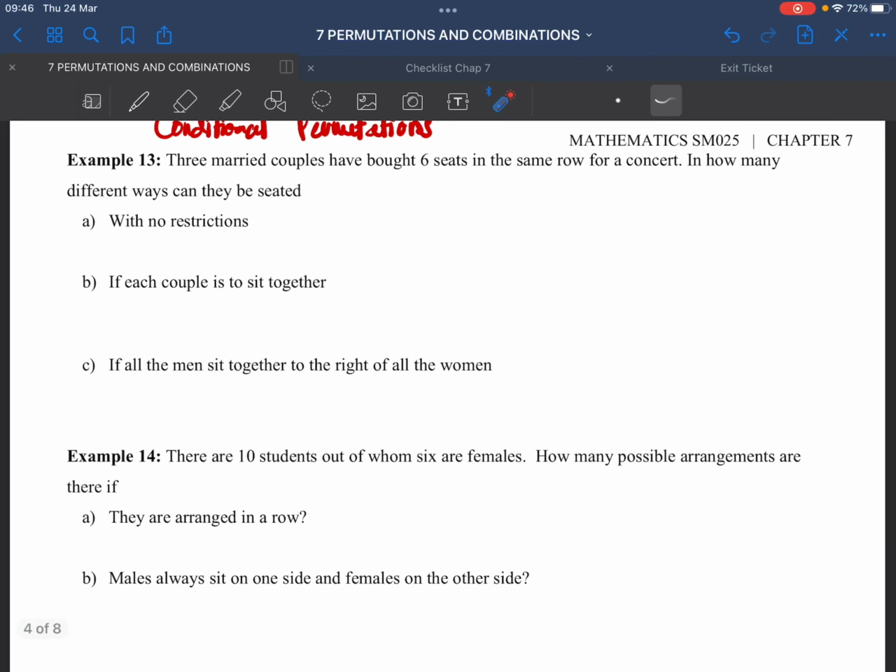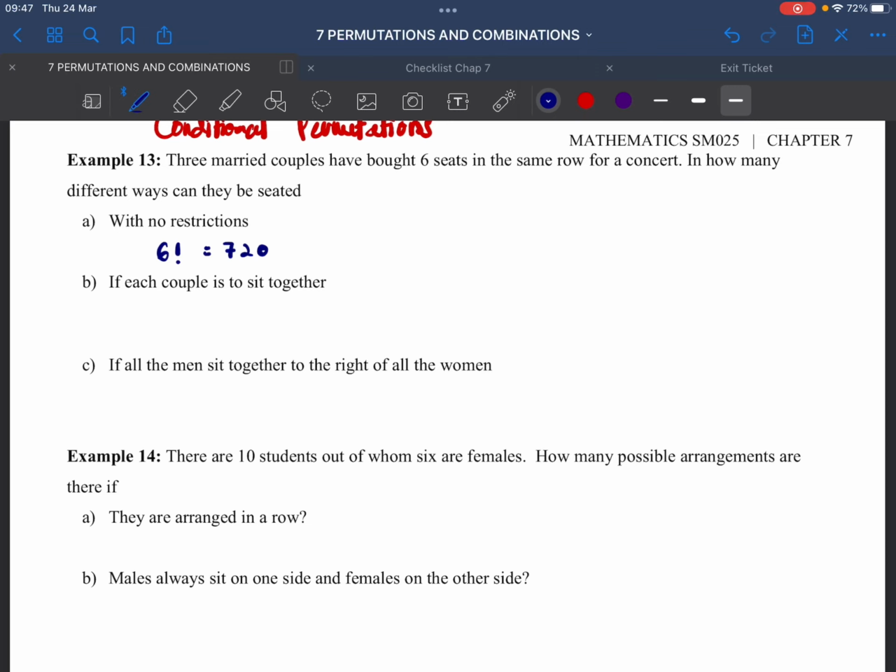3 married couples have bought 6 seats in the same row for a concert. In how many ways can they be seated? Okay, so there are 6 seats, 3 married couples. So with no restriction, straight away kamu kena letak 6 factorial, which is 720. 3 married couples, obviously perempuan kahwin dengan lelaki, ada 3 lelaki, ada 3 women. Then they have bought 6 seats lah. So if the question said no restriction, straight away 6 factorial.